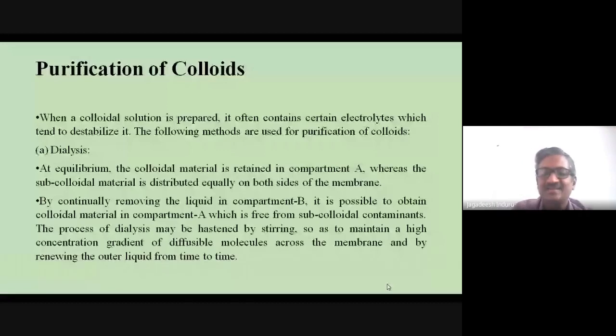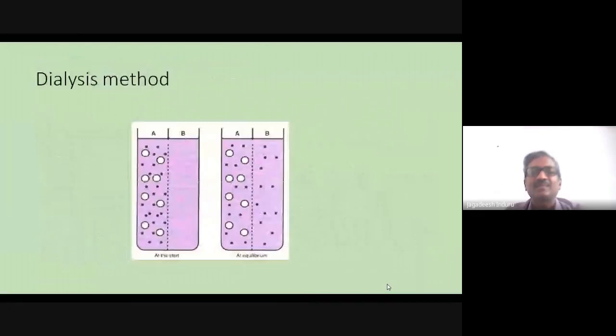One is dialysis. This is the diagram we are seeing, and it has four sides, and the electrolytes are passing towards the free solvent, that is the pure solvent you are distributing. Because of the difference in concentration, they will be moving.